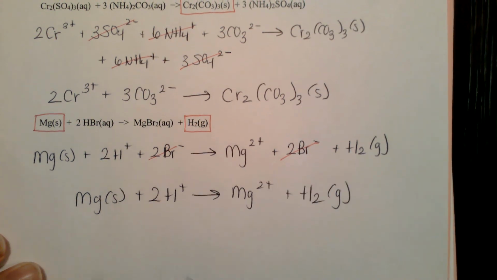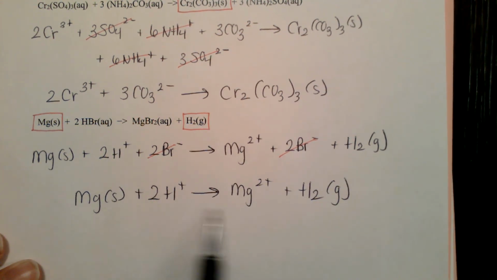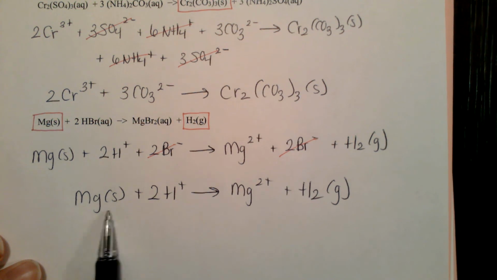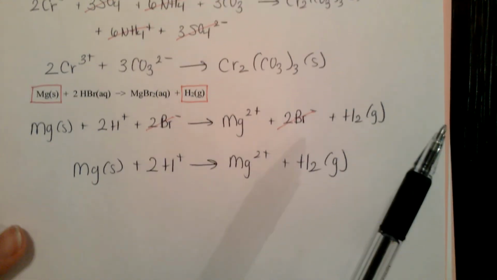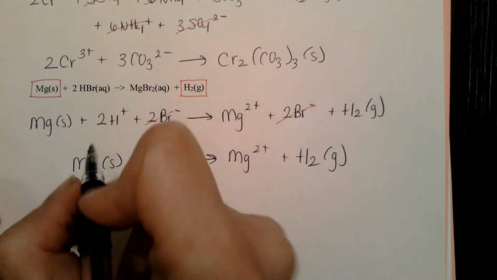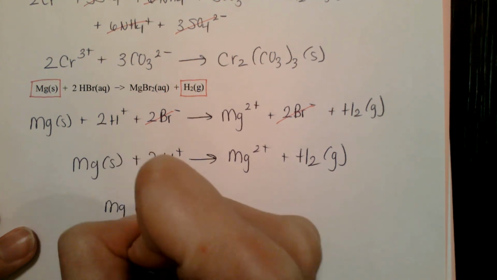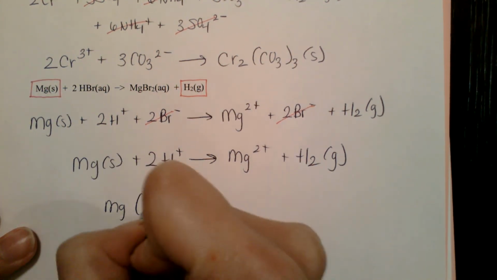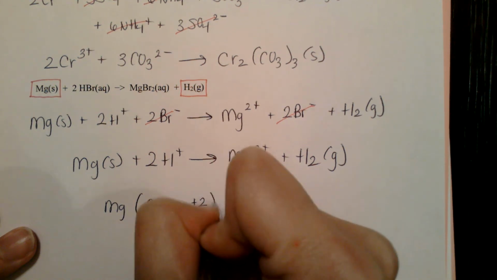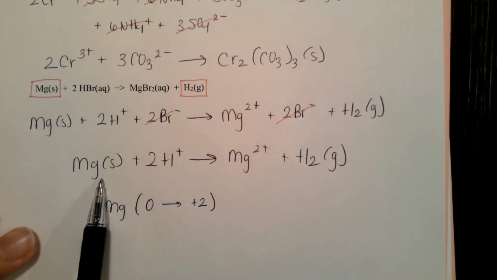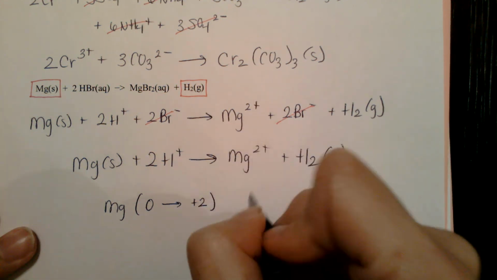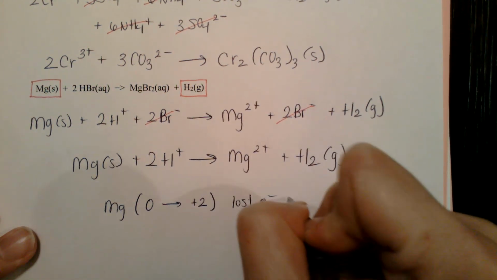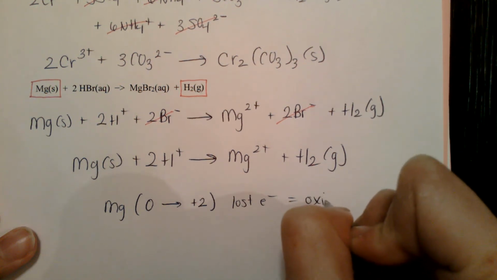H2 gas. So it's kind of important to note in single displacement reactions or in redox reactions, what's left in your net ionic equation is your species that are oxidized and reduced. So if we look at what we have here, magnesium is going from neutral because it's an element to having a +2 charge. So here it has a charge of 0. It's a neutral element. And now it has a charge of +2. So magnesium has lost electrons, which means it was oxidized.